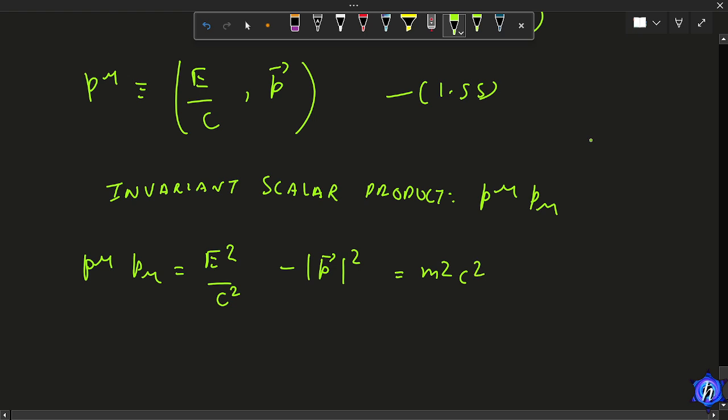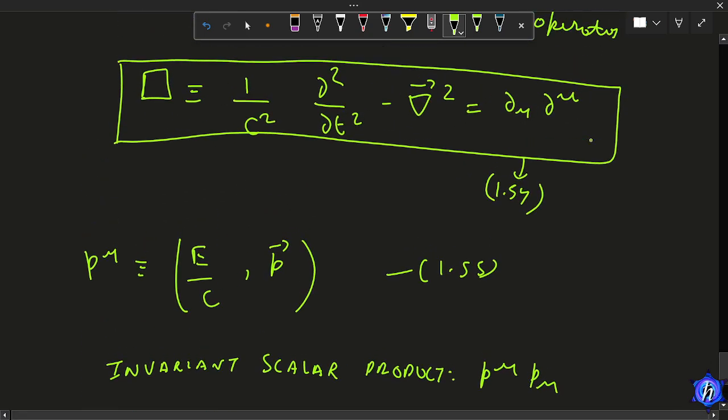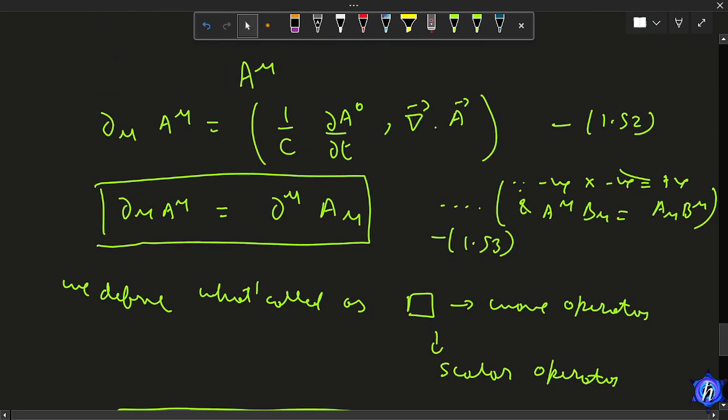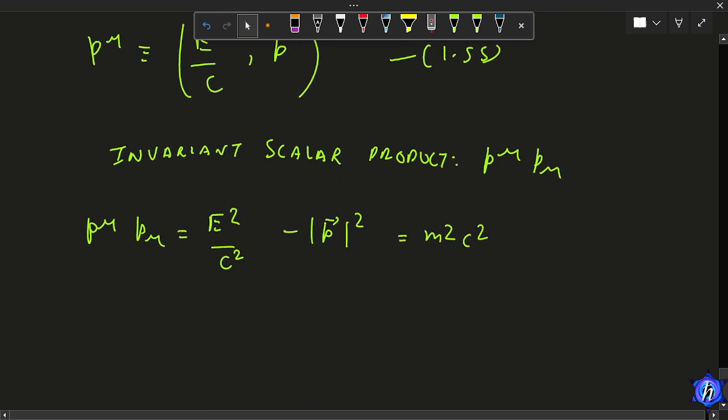We see that it is coming out merely as a number. M is some arbitrary number, the mass of the particle. C is definitely a number because it's the speed of light. It's coming out as a number. So this merely validates what I said here, that it defines a scalar quantity.